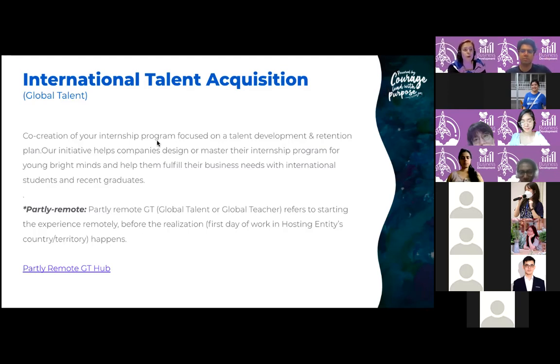Because think about it from a company perspective, if you start not to recruit anymore in maybe one country just because they don't have a vaccine yet, right? That will be a very bad brand clash.